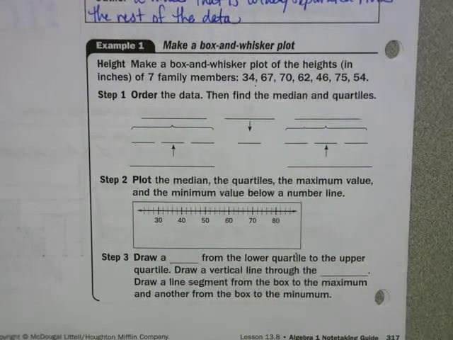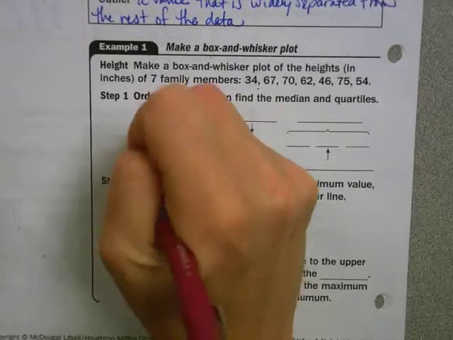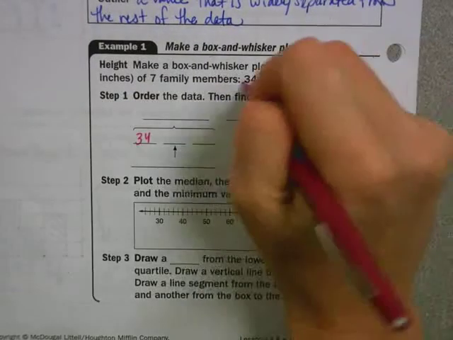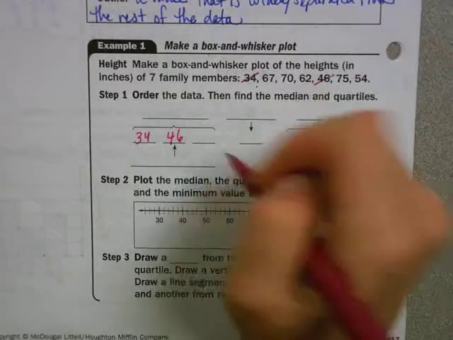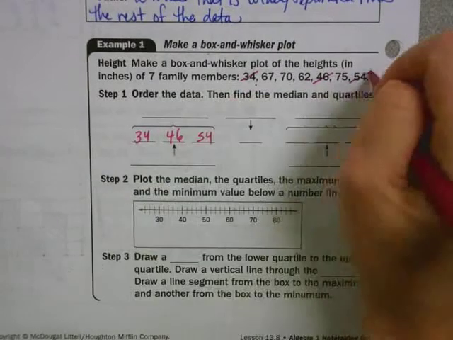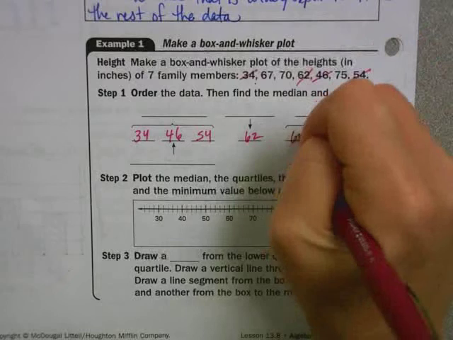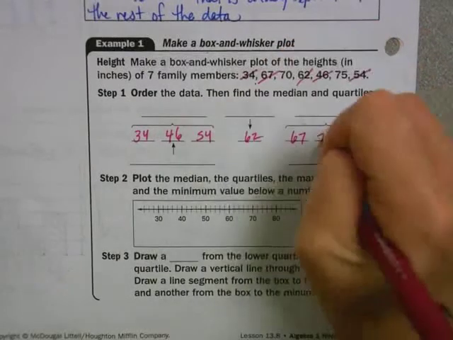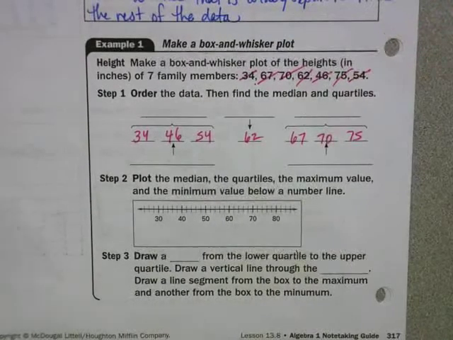So the first thing we need to do is order the data. We need to put the data in numerical order. So the smallest number is 34. Then we have 46, 54, 62, 67, 70, 75. That's key. You've got to get in numerical order first, okay?